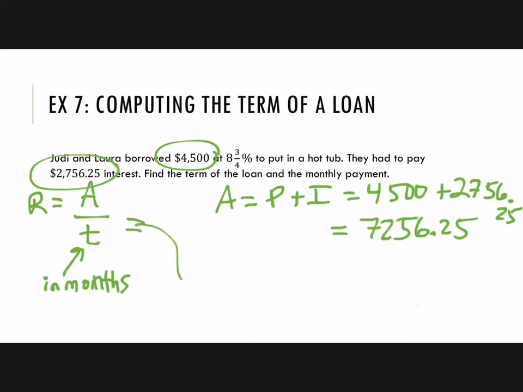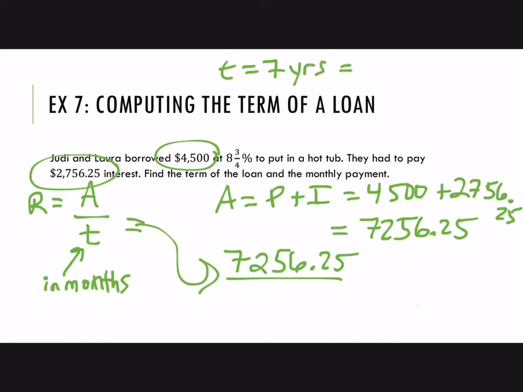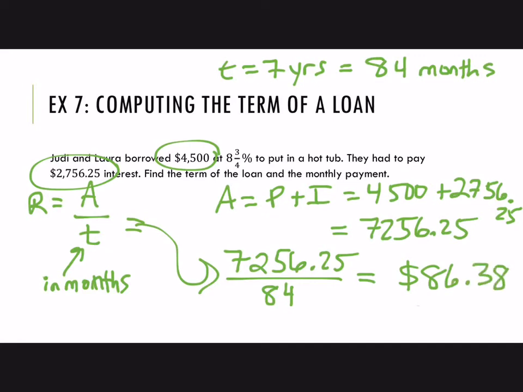Then the monthly payment is that amount divided by the number of months. We know that t is 7 years. How many months is that? Times 12, that would be 84 months. So divide by 84, and each month they owe $86.38. Hopefully the hot tub was worth it. That's quite an amount to pay for 7 years for a hot tub.